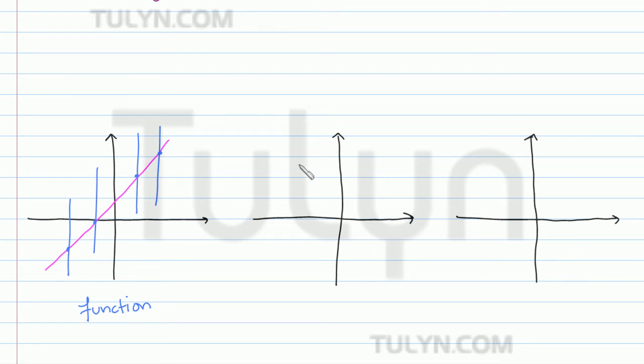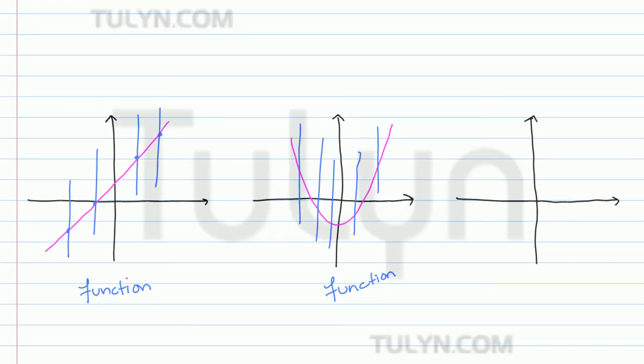Now let's take something that looks like a parabola. Again, we apply the vertical line test and we draw vertical lines to see if we can find any point where a vertical line intersects the graph in more than one point. And as it turns out, this, like the line, yields a function.